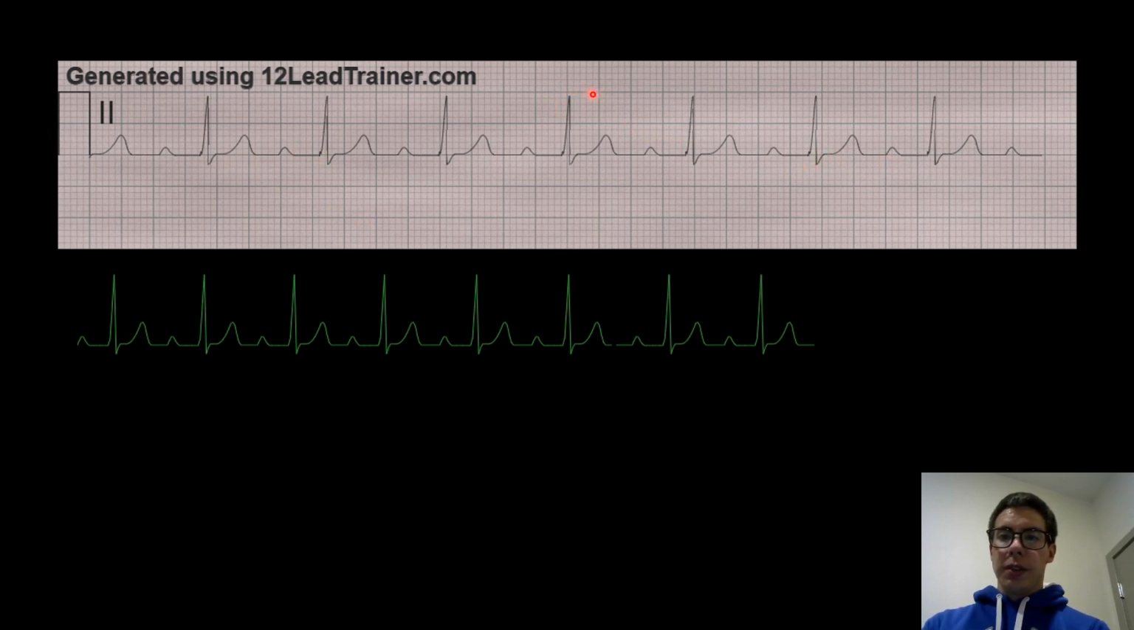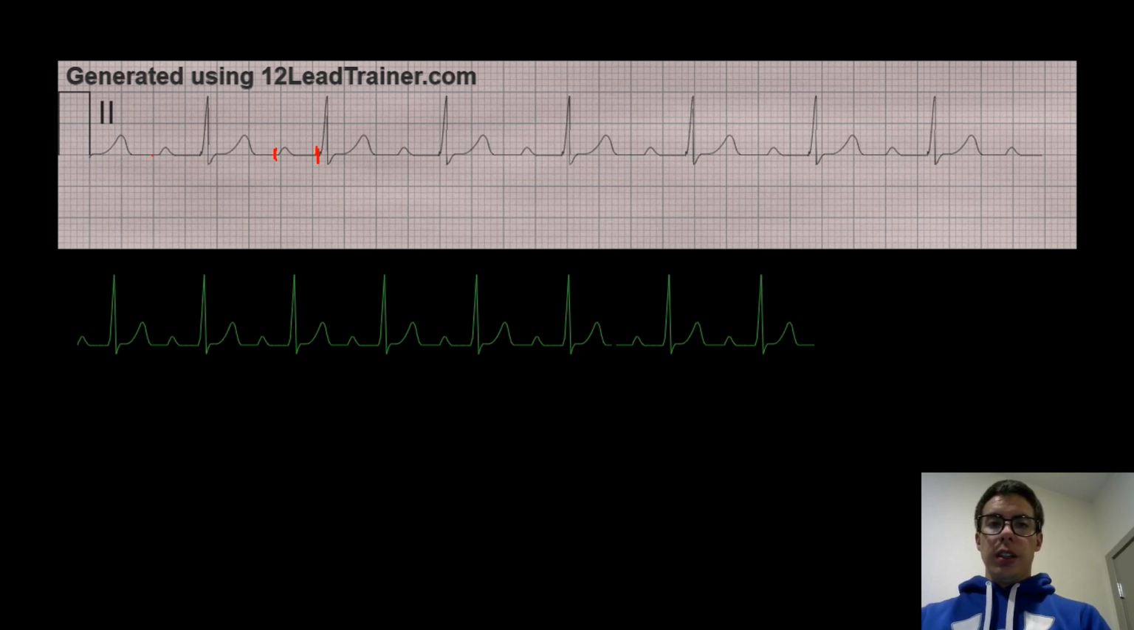The rate is going to be 300, 150, 100, 75. So the heart rate's 75, so that would be a normal sinus rhythm. But when we check our intervals, the P wave starting right here, if we count that out to the beginning of the QRS, that's more than one large box or five small boxes. So that would be a long PR interval.